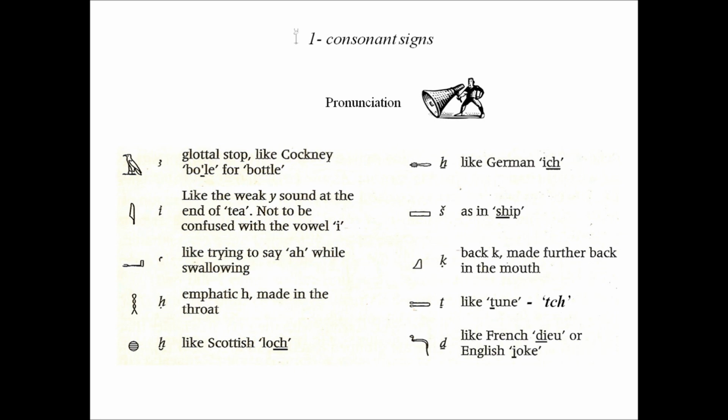The hill, with the K and the dot underneath, is the back K, made further back in the throat, like "ka". The hobble is like the word "tune", the sound ch. The cobra is like the French "jeu", the English "joke".